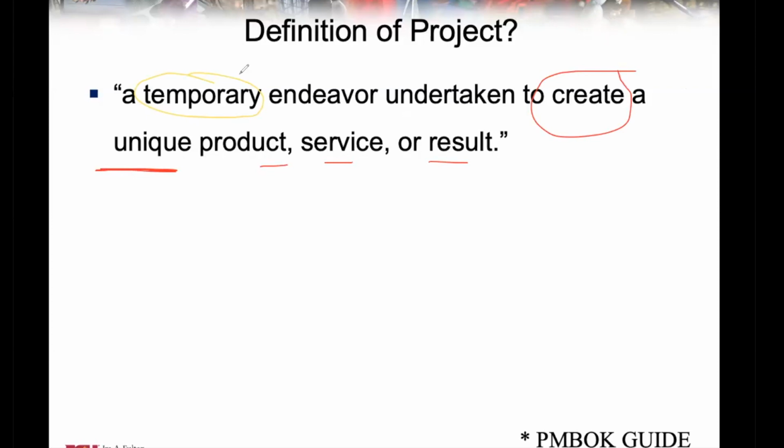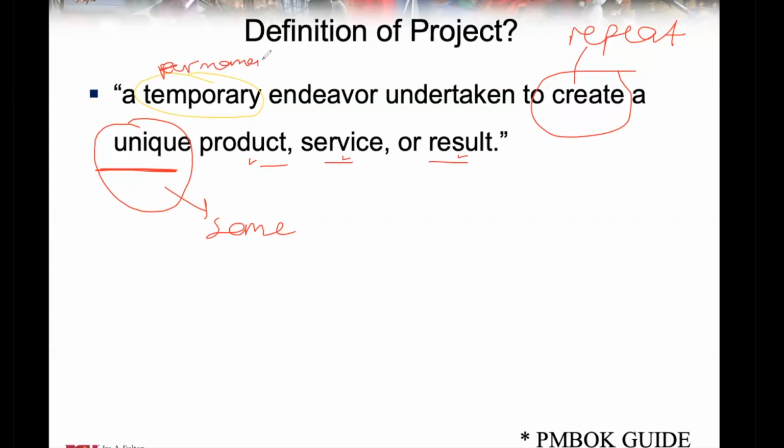It says temporary. What do you understand? Well, temporary means you have a starting date and an end date. It shouldn't go on forever. That's number one. It says to create. It's not saying to repeat. It should be unique. It's also not saying create the same product. And it's not only saying product, it's saying also service or any result, like a solution. And it's not permanent. So do you understand how much good information is in the definition?